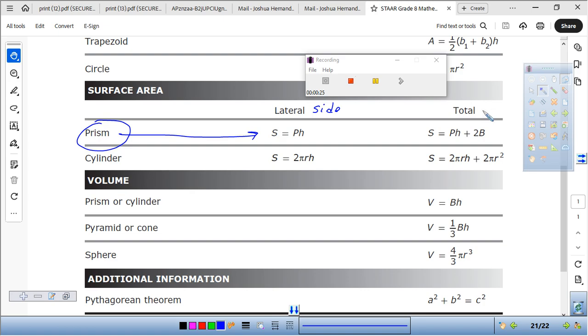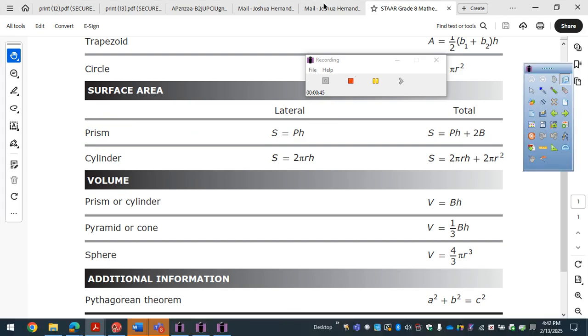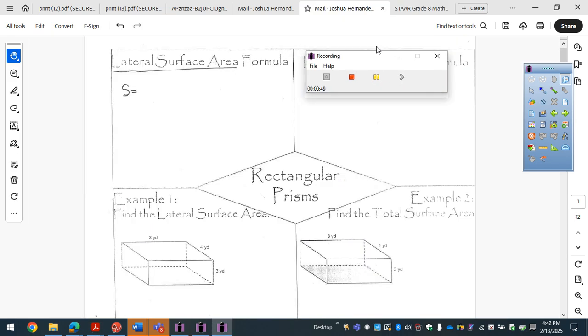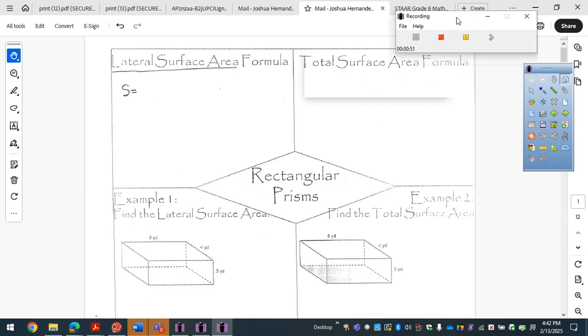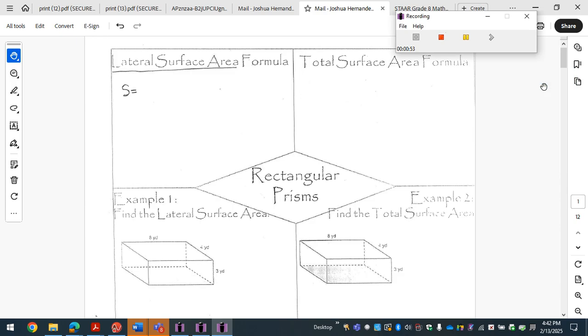And then the total is going to be the sides, you see that? The sides, and now the bases. So what makes it a prism are your bases. Bases are the two parallel shapes. For today, we're going to start off very simple with rectangular prisms. So a prism has two bases that are parallel to each other.